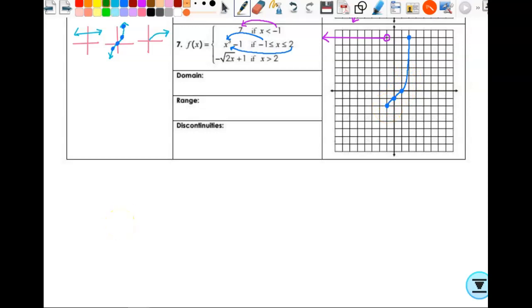Then I'll move on to my last section. Everybody with me so far? All right, so now I'm going to take this 2, and I'm going to substitute it in here. 2 times 2 is 4. Square root of 4 is 2. So I get negative 2 plus 1 is negative 1. So I go to 2, negative 1, and that's an open circle.